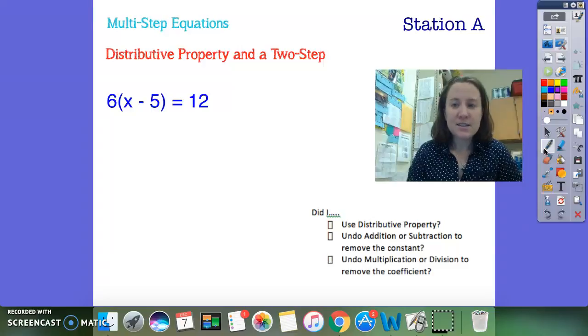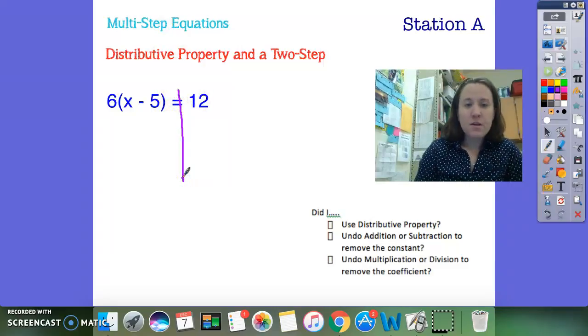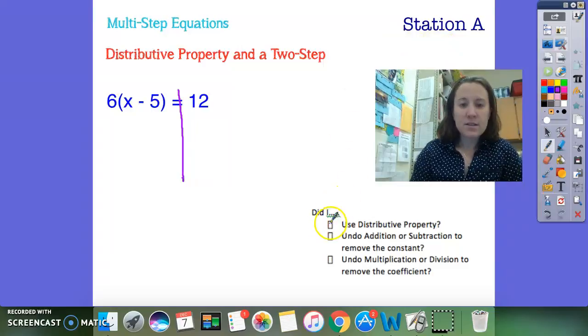So I've got 6 times the quantity of x minus 5 is equal to 12. I'm going to start by drawing my line down the middle to show that I'm balancing the two sides of my equation. And the first thing I see on my checklist is, did I use distributive property? And so I see that I have this number outside parentheses next to an expression inside parentheses.